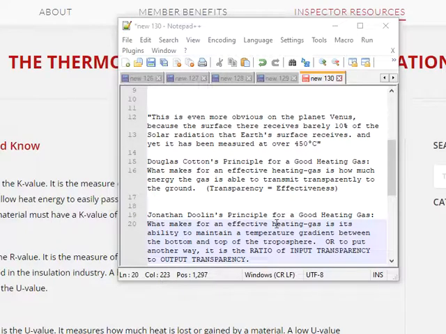So what makes for an effective heating gas is its ability to maintain a temperature gradient between the bottom and top of the troposphere, or to put it another way, it is the ratio of input transparency to output transparency.